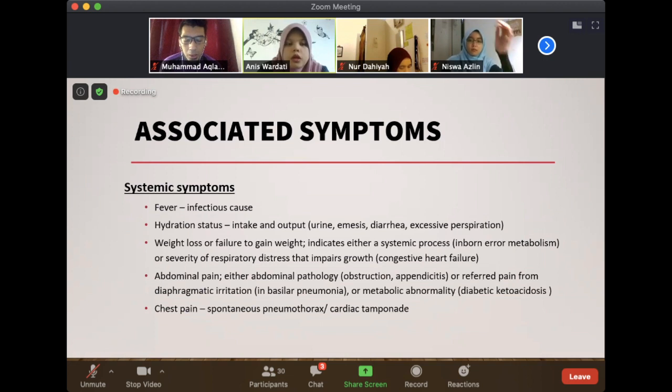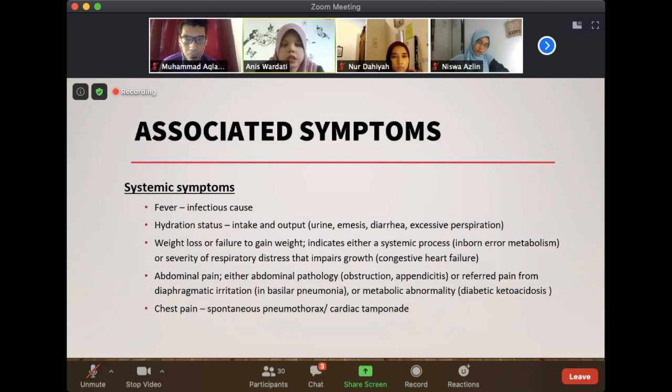So for abdominal pain, you can ask about abdominal pain. Abdominal pain may indicate either an abdominal pathology, for example, there is obstruction or infection going on that causes the patient to be breathless, or it is actually a referred pain. The patient had a lobar pneumonia, so basilar pneumonia, which irritates the diaphragm and can cause referred pain to the abdominal area. Or the patient actually had a metabolic abnormality, for example, diabetic acidosis, which also can have abdominal pain and also can have breathlessness.